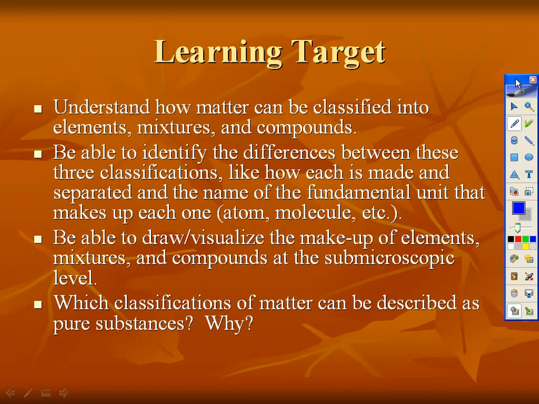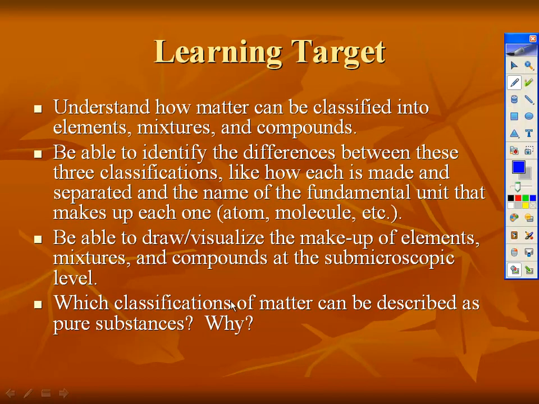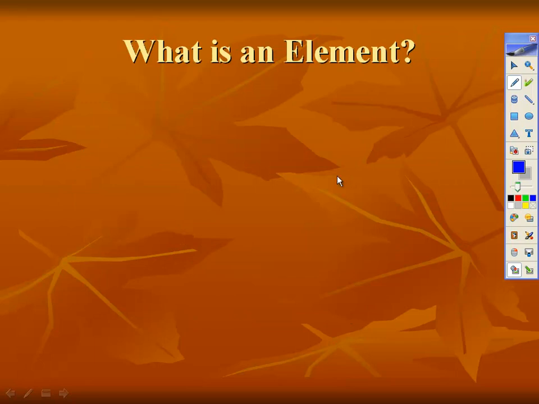Today we are going to talk about Learning Target 2.4, which is right here in your notes as well, 2.4. Basically, we're talking about some fundamental ideas regarding matter: how it is classified, how it can be identified, what it looks like at the submicroscopic level, and some pure substance classifications. So here we go. Let's talk about elements first.